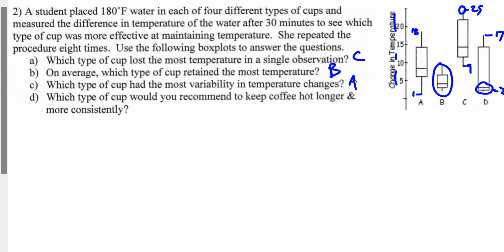Which type of cup would you recommend to keep coffee hot and more consistently? I would definitely go with B. There's not a lot of spread. They're all fairly low temperature change. So that's something we can do to compare box plots.